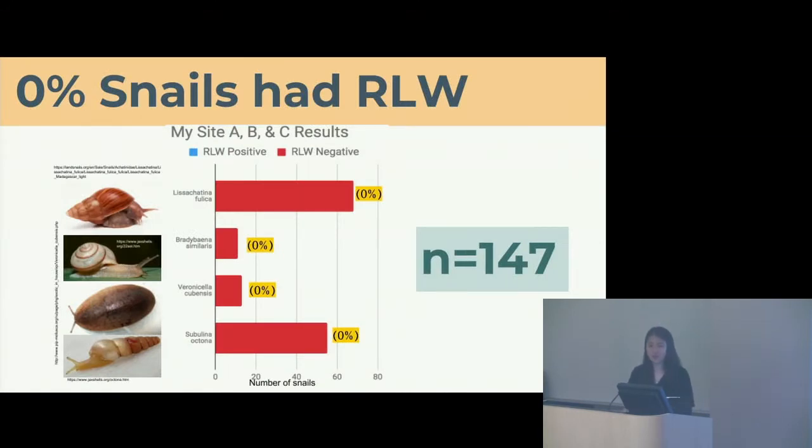Out of the 147 snails that I tested for rat lungworm, I found that 0% contained the parasite. And just for reference, the highlighted region right next to the bar graph is the percentage of snails that were found to have rat lungworm per species. So yes, all of them right now have 0%.